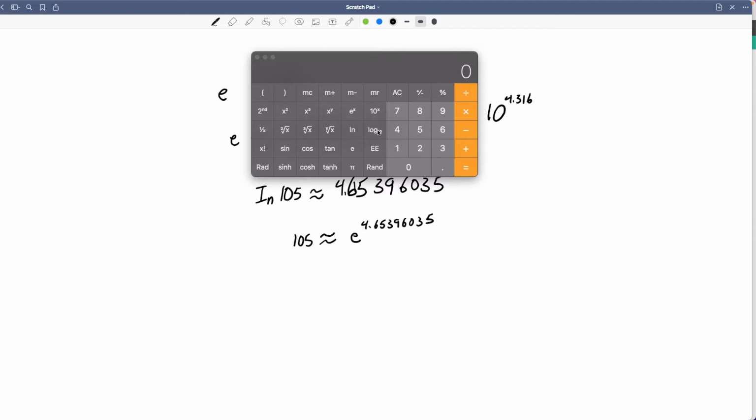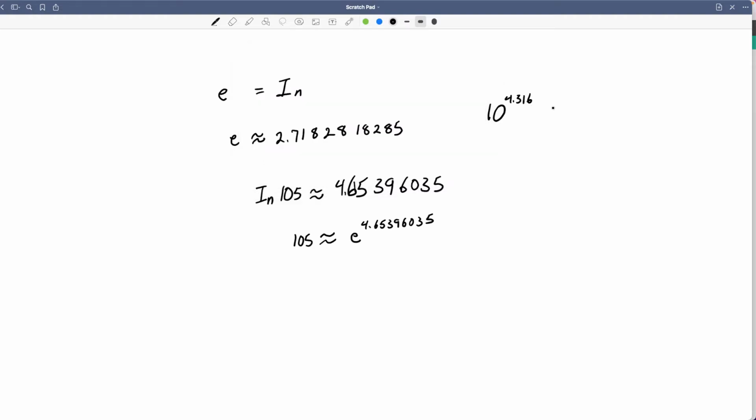Okay, so the inverse operation to the log is right above it here. It's the 10x. So I would type in 4.316 and I would click the 10x, and this would be the answer that we are looking for, 20,701.41. I'm just going to stop right there for now. So that would equal 20,701.41.